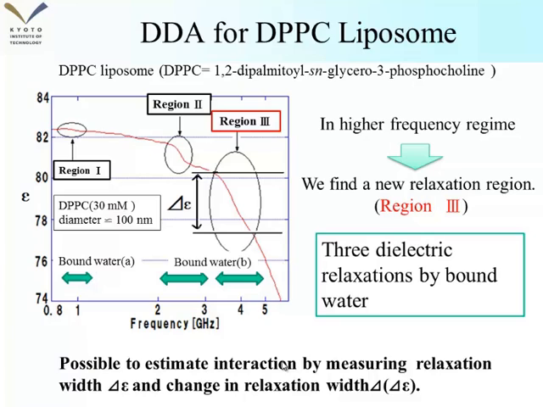in higher frequency regime, and we find a new dielectric relaxation that has not been reported yet. We defined these relaxation regions as region 1, 2, and 3, respectively from lower frequency side. Since relaxation frequency of bulk water is around 25 GHz, the existence of regions 2 and 3 means that water molecules are bound in two different mechanisms. As will be shown later, by the interaction with target biomolecules, we can observe the interaction by measuring the relaxation with delta epsilon and the relaxation with change delta delta epsilon.